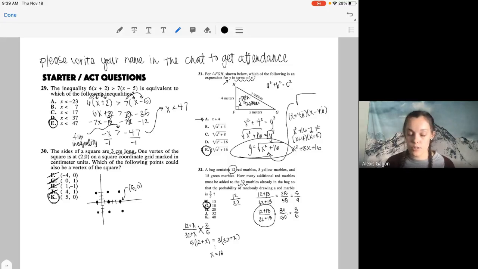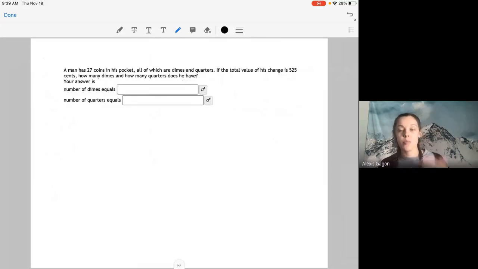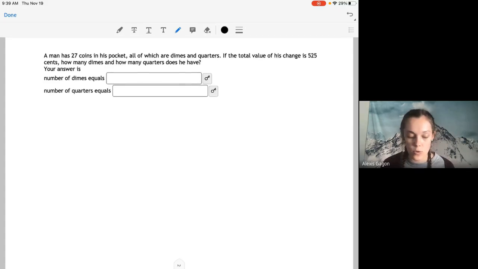We're going to go through just a couple word problems, because I think if we go through the word problems, then we're going over how to solve the systems also. So let's look at this one right here. A man has 27 coins in his pocket, which is a lot of coins.